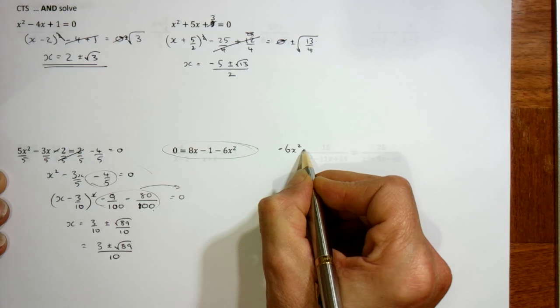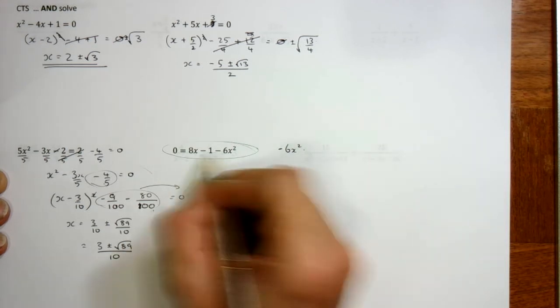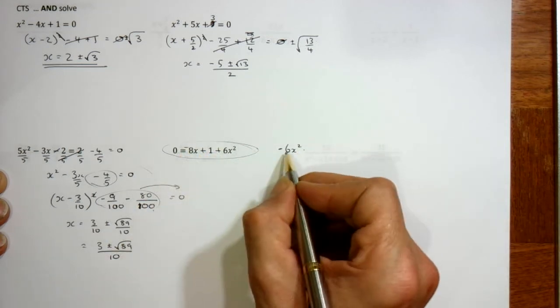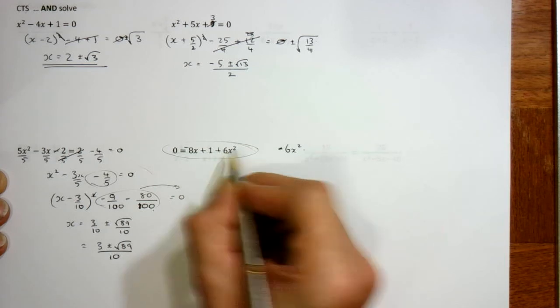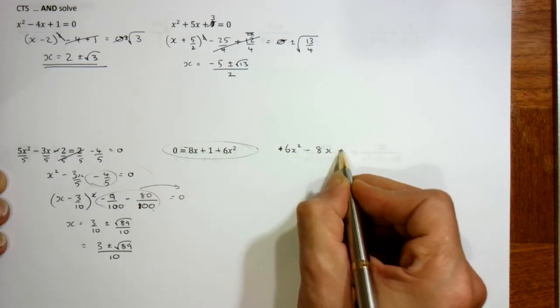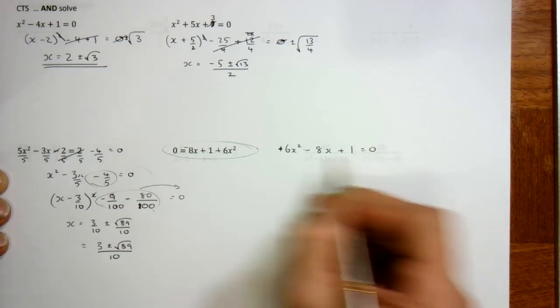This one, because it's not in the right order, and because we've got a minus, I would probably spend a moment rewriting it like this. I'm going to change all my signs when I rewrite it. So that's a plus, this is a plus, that's a minus. Rewrite it and then divide by 6. So 6x squared, take away, that's a plus now, take away 8x, add 1 is equal to 0.